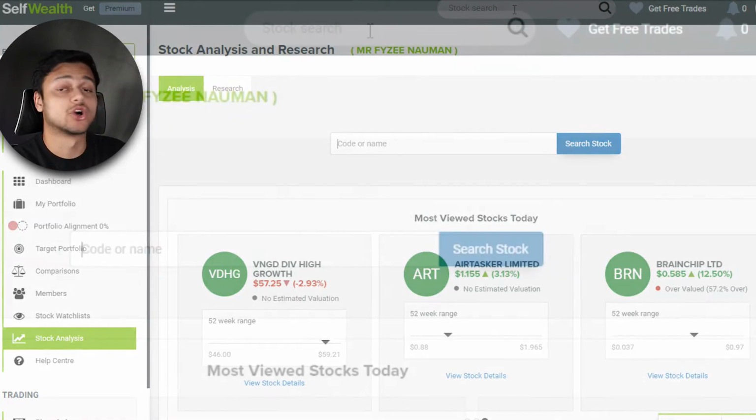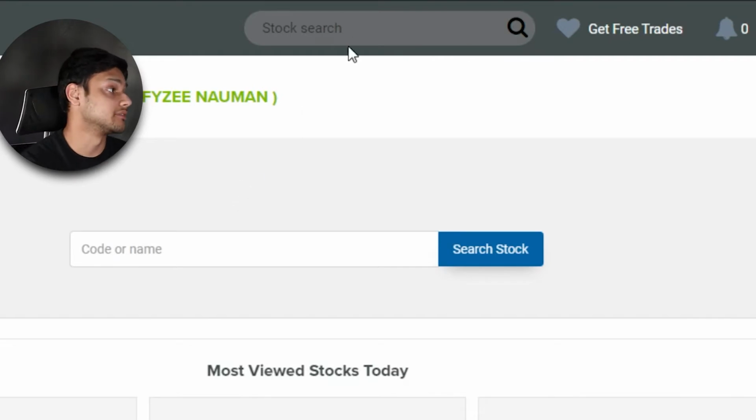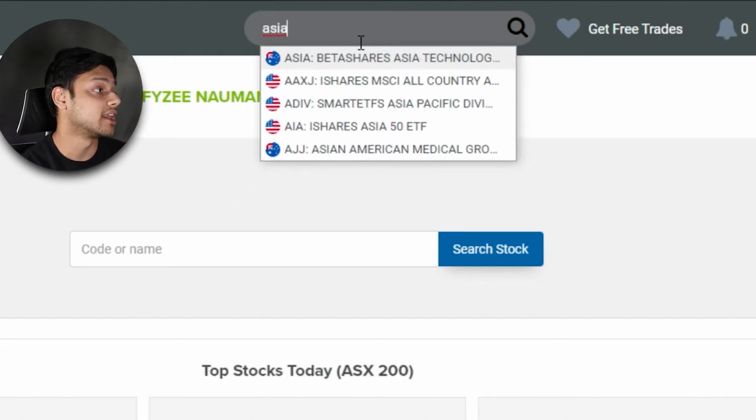There's a search bar at the top and we're going to search for a random ETF, let's say ASIA. You just type it in like this and you will get a bunch of ETFs coming up. The ETF that we want to buy is the ASIA ASX ETF, which is listed on the ASX. So we're going to ignore all the other options here that are listed in the US and click on the first one.